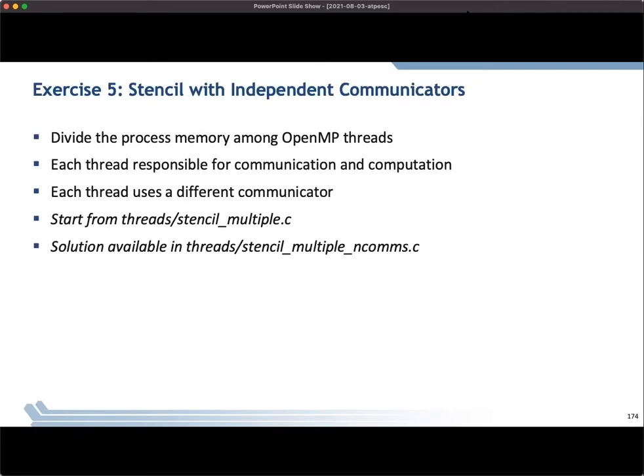And yes, with these recommendations, we even have an exercise to apply this. Basically, if you're very fast with the code and finish the thread multiple version of the stencil code, you can further optimize it into a thread multiple version with multiple communicators. Basically have each thread use its dedicated communicator for data exchange. So again, the solution is over here.